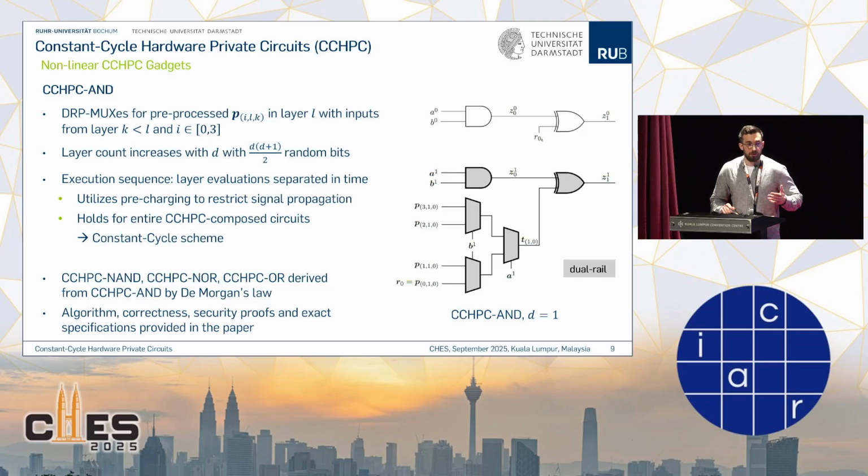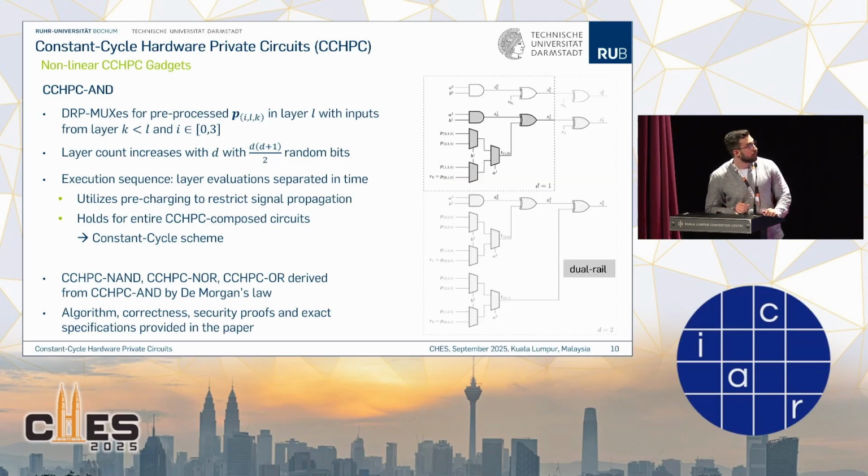And then in the consecutive clock cycle, the preprocessed values P are also computed, and their propagation is then stopped in the second layer because A1 and B1 are still in a pre-charged state. And then in an upcoming clock cycle, we can apply A1 and B1, which effectively selects the correct preprocessed value and completes the computation of the second share output.